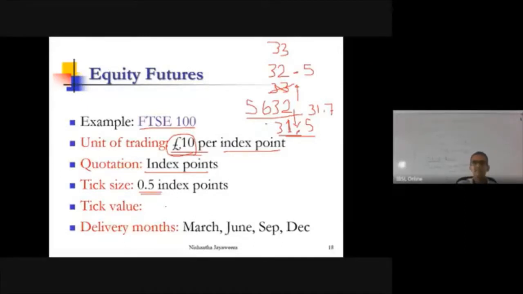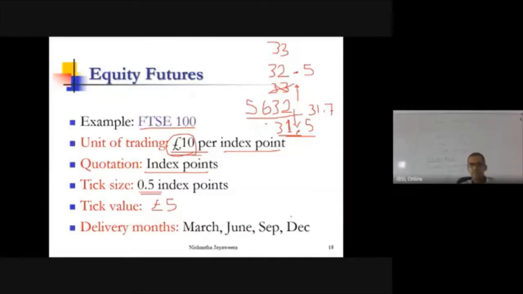Likewise. Then what is a tick value? One index point is 10 pounds, so for 0.5 index point, what is the value? It's very straightforward. It's 5 pounds. Tick value is 5 pounds. And again, delivery months are given as March, June, September, December.